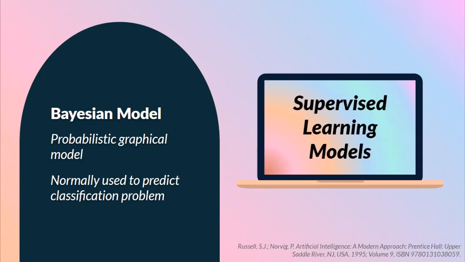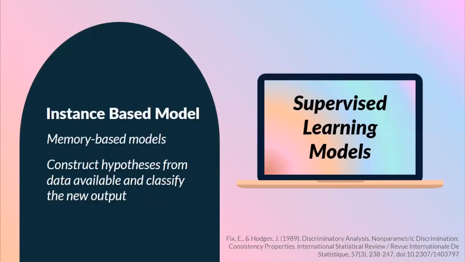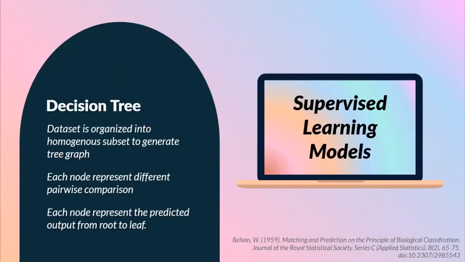Another type of supervised learning model is the Bayesian model. This Bayesian model is a probabilistic graphical model and is normally used to predict classification problems by using probabilities. Another model is the instance-based model, which is a type of memory-based model. This model constructs the hypothesis from the data available and classifies into the new output. Next, decision tree. A decision tree organizes the data set into homogeneous subsets to generate a tree graph. In the tree graph, each node represents a different pairwise comparison, and the predicted output is reached from the root to the leaf.